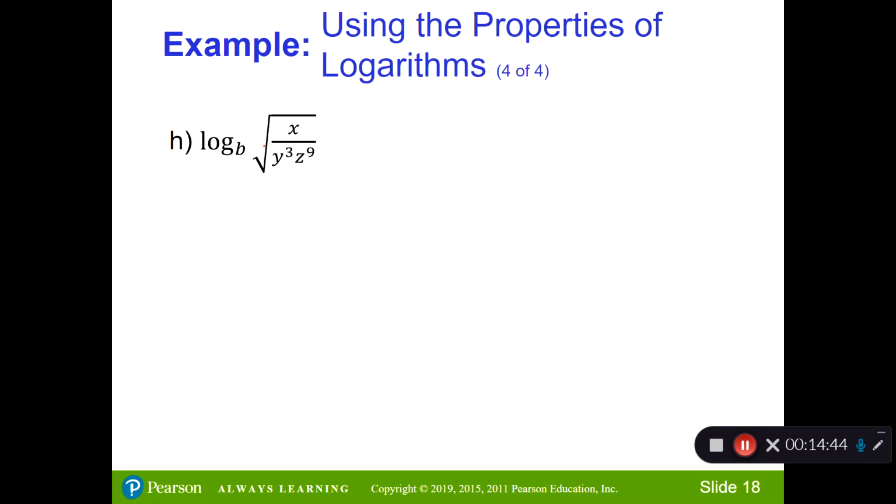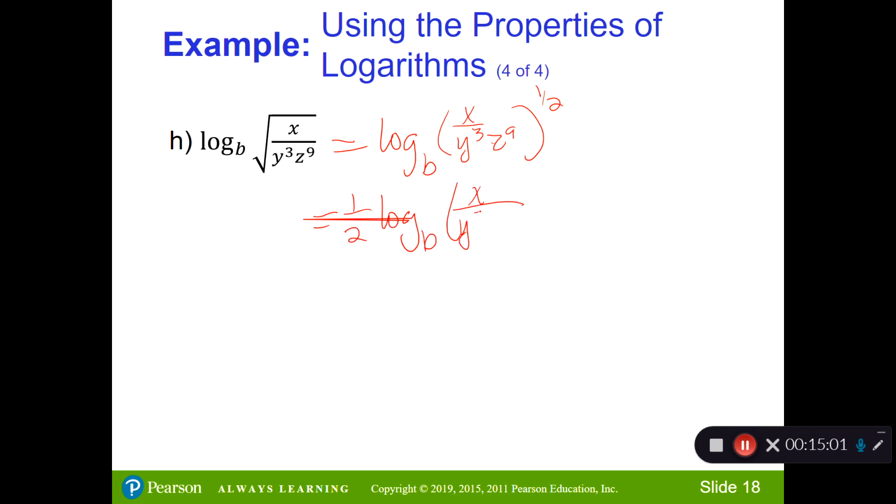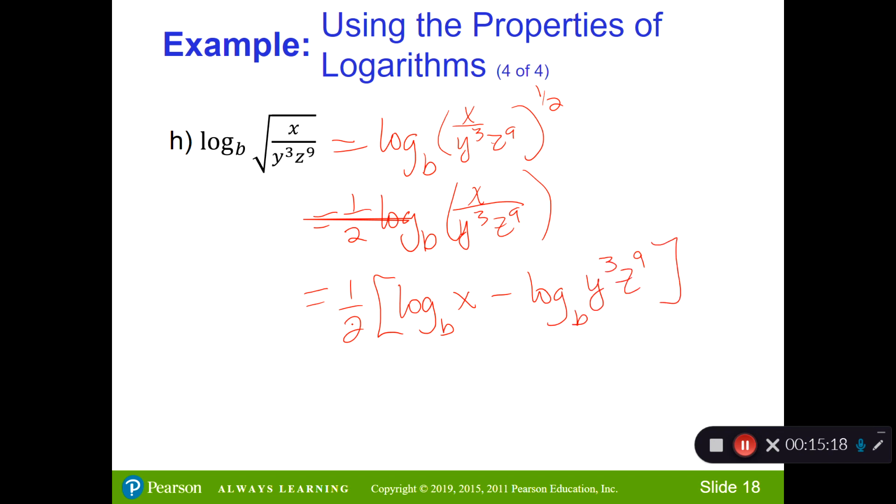All right, now this is an exponent of 1/2, so I'm going to first write this as log base b of the whole thing, x, y cubed, z to the 9th, to the 1/2 power. Now we can bring the half down in front. Now this is a subtraction since there's a division in there. So 1/2 parentheses log base b of x minus log base b of y cubed z to the 9th. So the half distributes, and I have 1/2 log base b of x minus 1/2.